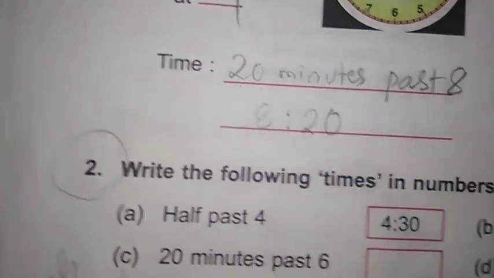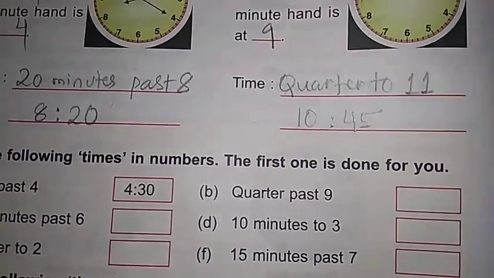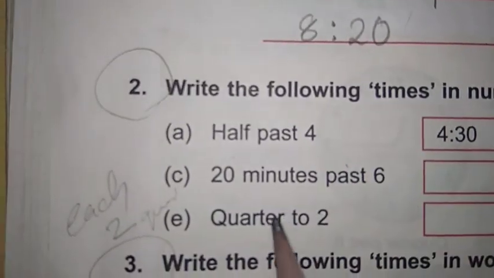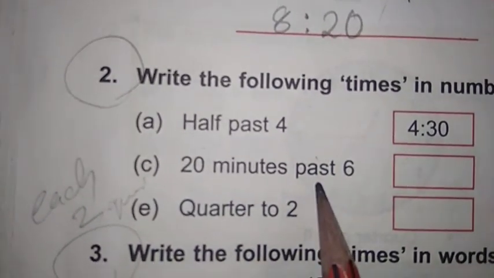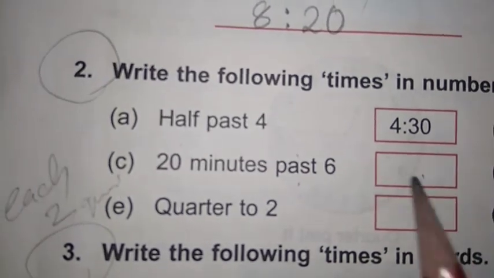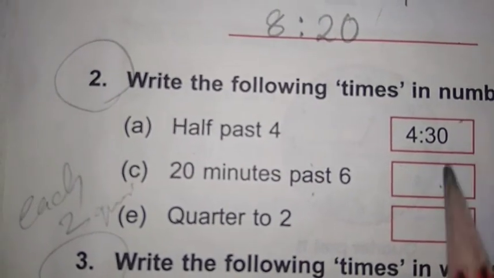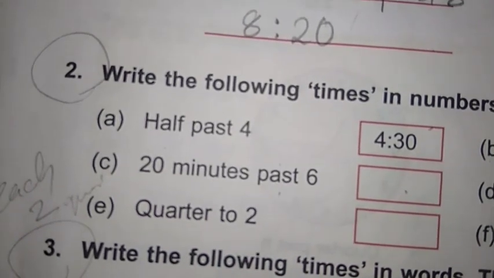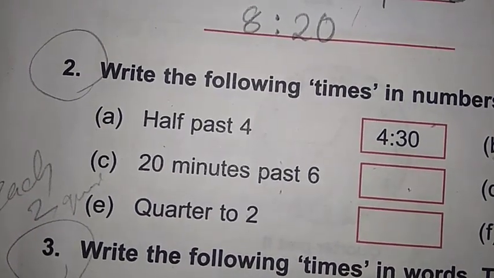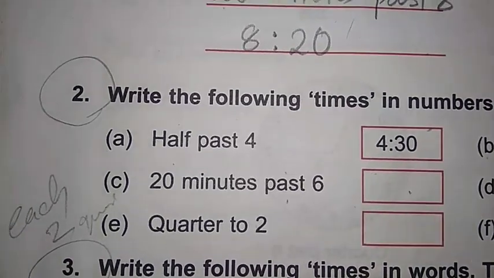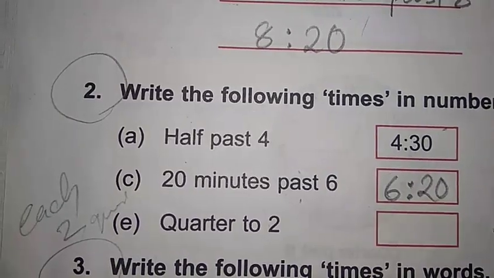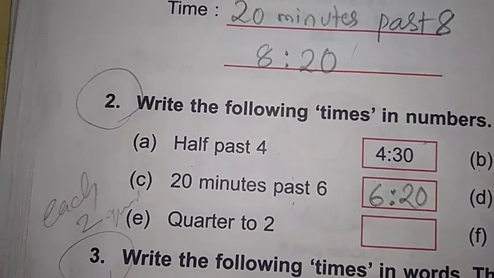Write the following times in numbers. The first one is done. You see, 4:30. This is written in words, we will write it in figures. 4:30 is written like this. So 20 minutes past 6. How to write it? 20 minutes past 6. 6:20. Hour will be written first, then comes the minute. It is 6:20.